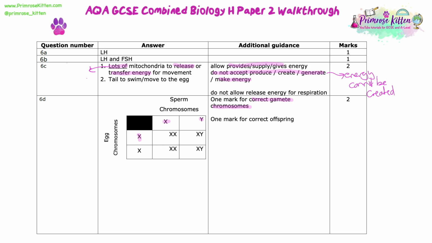So you get 1 mark for the correct gamete chromosomes. That's the ones from the eggs and sperm. So they have to be labelled with sperm, having X and Y, and labelled with eggs, having XX. That gets you 1 mark. And then 1 mark for the offspring. So that gets you the 1 mark for the correct X's and Y's in the 4 boxes in the middle. As long as they are correct, then you can get mark number 2.